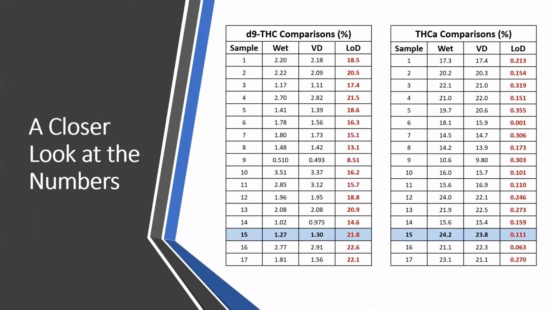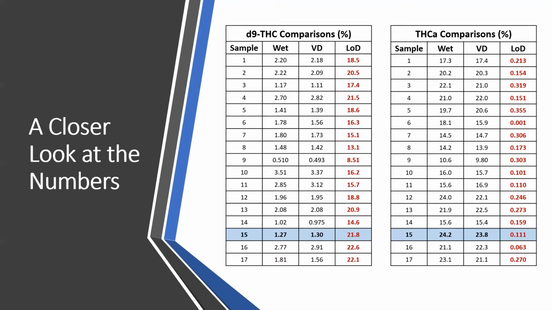When processing samples for potency, the following information was revealed. As you can see, the wet samples and vacuum desiccation samples have low levels of THC compared to THCA. Our example shows that the wet sample contained delta 9 THC at a value of 1.27%, and the vacuum desiccation sample contained delta 9 THC at 1.3%. However, if you look at the loss on drying, you'll see that the delta 9 value is 21.8%. This indicates that that sample underwent decarboxylation during the drying process.